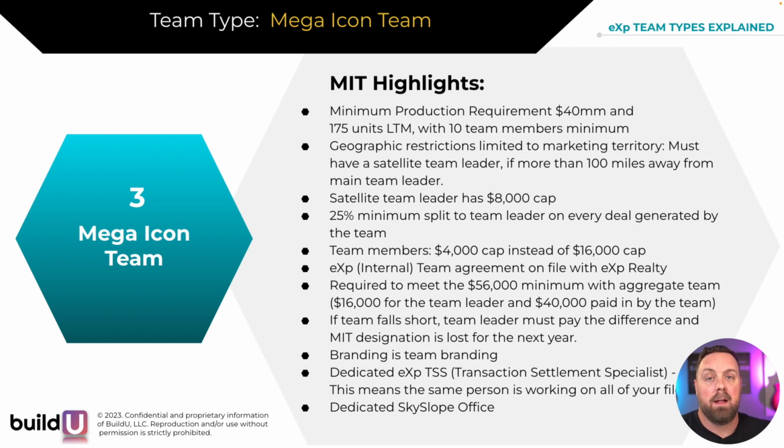And the reason is there's a caveat to this team type. You have to reach a minimum company dollar paid in of $56,000. And why $56,000? Because $16,000 paid in by the team leader and $4,000 times 10 agents, that's $40,000. $40,000 plus 16 is $56,000. Now, an easier way to reach that $56,000 is to have more than 10 team members. And what I mean by that is if you have 20 team members, each one of them pays $2,000 or something like that, right?